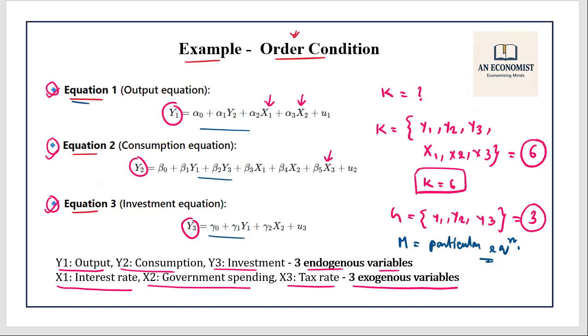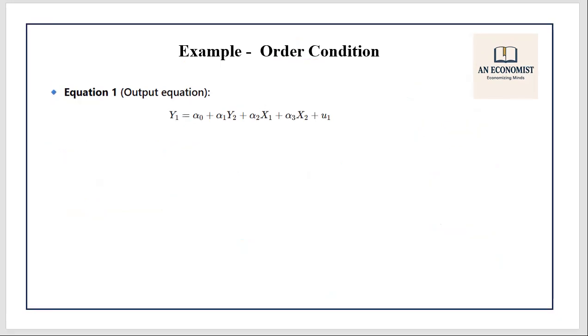We will consider each of the equations and try to find out the order. See, for the first equation, as I've told you, K will be 6 and G will be 3. Right? This much is fine. Now, calculate what will be M. Can you pause the video and think for yourself what will be the value of M? Which of the variables will you take for M? Total endogenous and exogenous variables that are present in the particular equation 1.